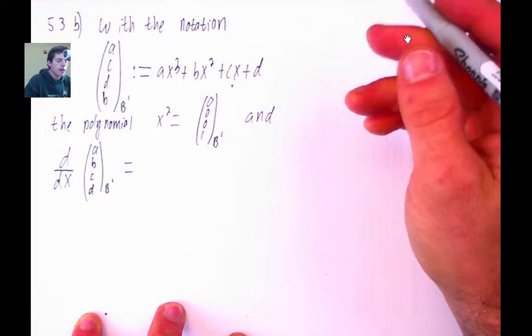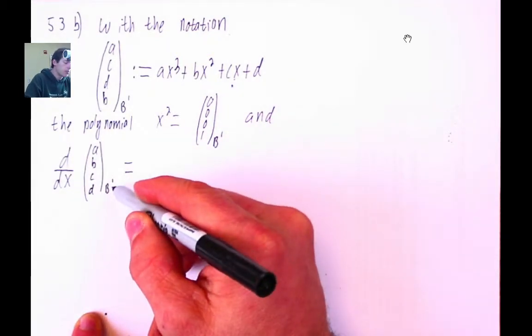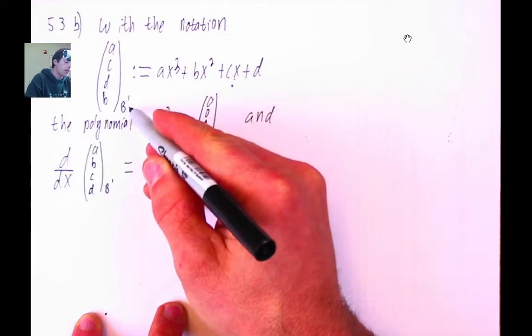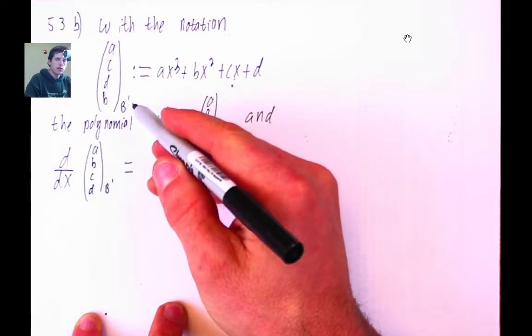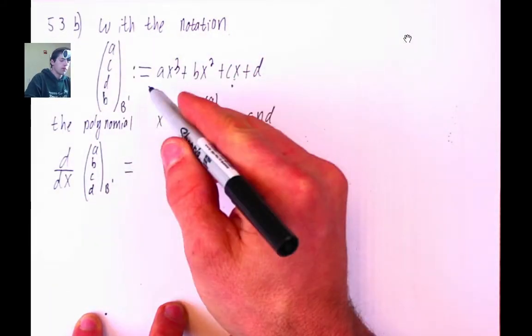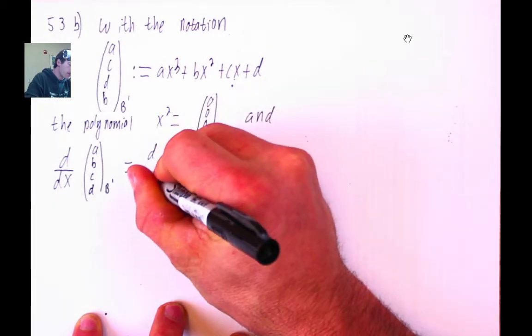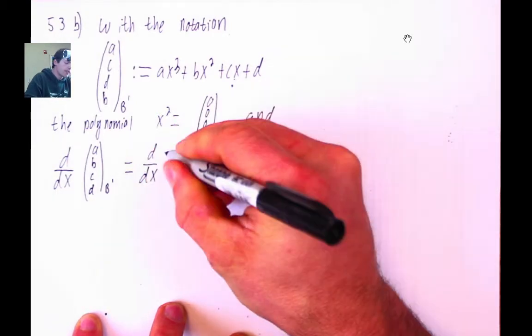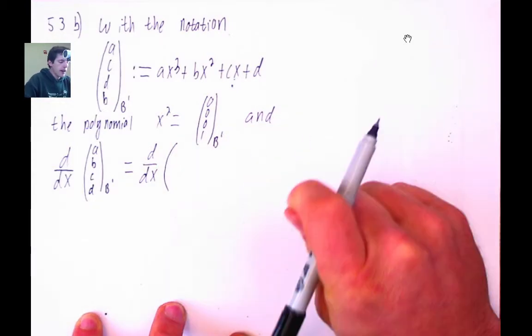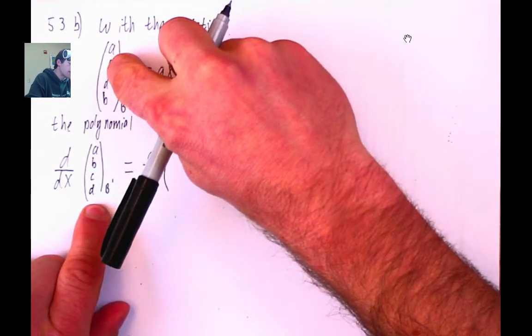Okay, then I want to know how the derivative acts on a stack of four numbers with the subscript b prime. Now the idea is b prime is what gives the Rosetta Stone, if you will, the translation between this stack of numbers and a third order polynomial. So what I'm going to do is leave d dx as is, and write out the polynomial that this stands for.